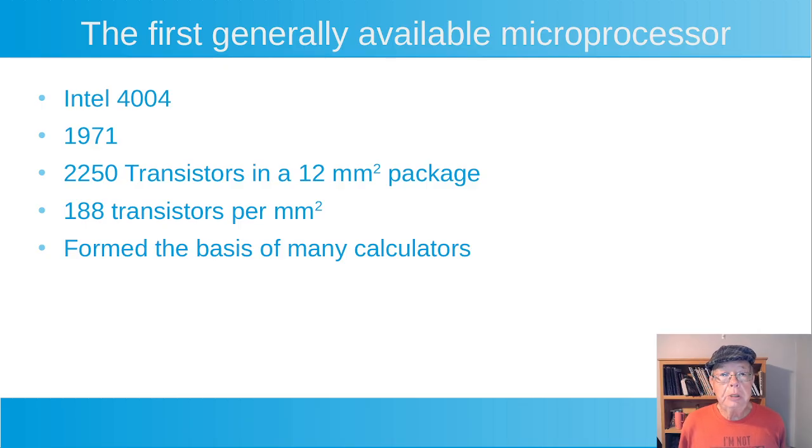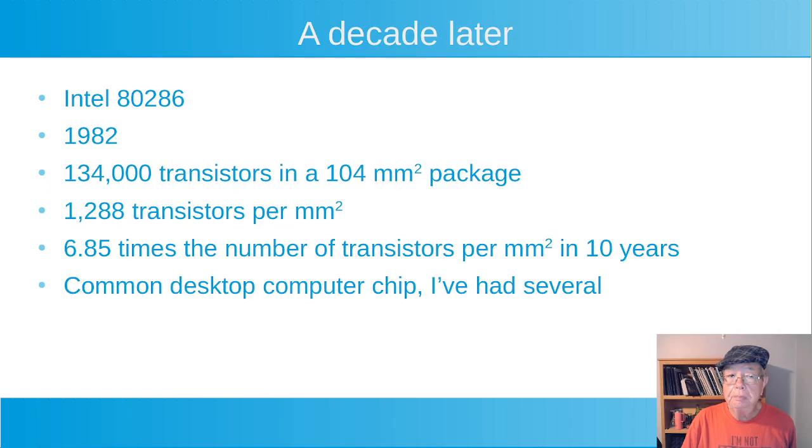Now, a square millimeter, there's 25.4 millimeters in an inch, so that gives you an idea of how big a square millimeter is for those who are used to imperial. This processor formed the basis of many calculators and a few early computers. It was extremely limited, but it was miles better than soldering a bunch of transistors to a breadboard. Yeah, imagine soldering 2,250 transistors to a breadboard. Would have taken a while.